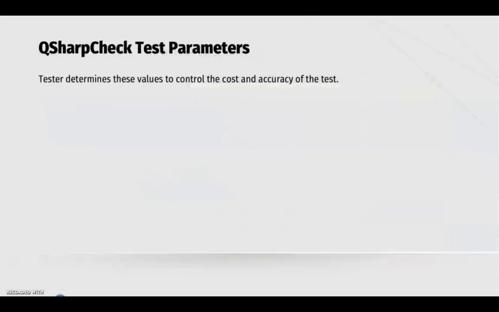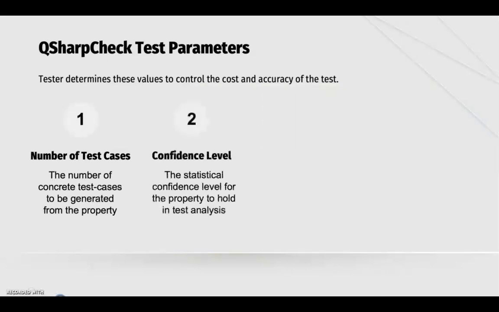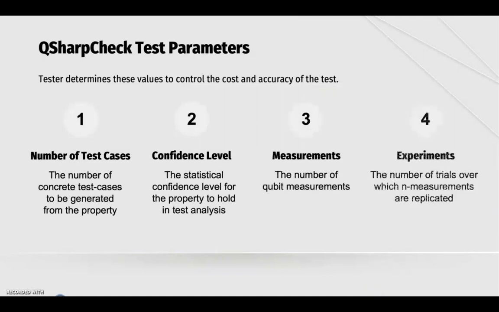As mentioned, the second line of the test script refers to the test parameters. The first parameter is the number of concrete test cases to be generated from the property. The second one is the statistical confidence level for the property to hold in test analysis. The third one is the number of qubit measurements, and the fourth parameter refers to the number of experiments over which those qubit measurements are replicated. The last two parameters are there to obtain the data for statistical tests.